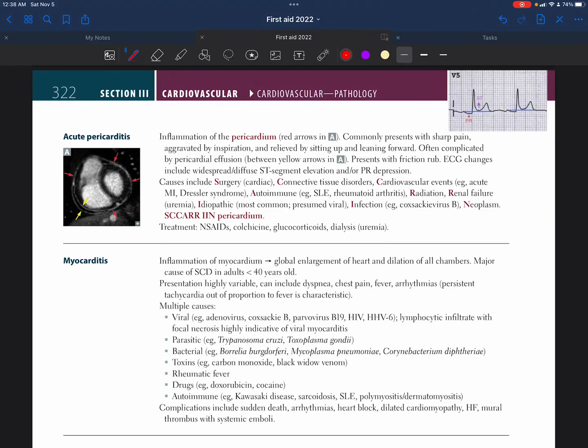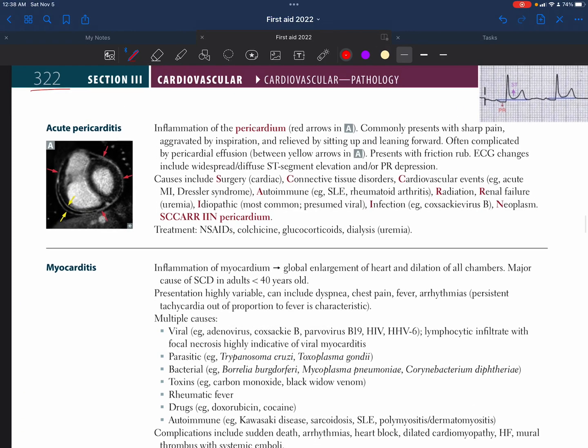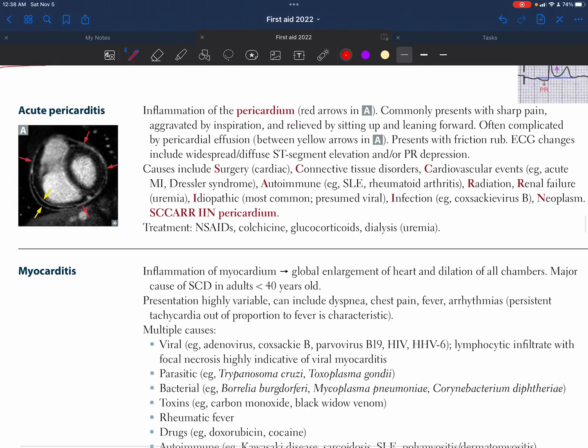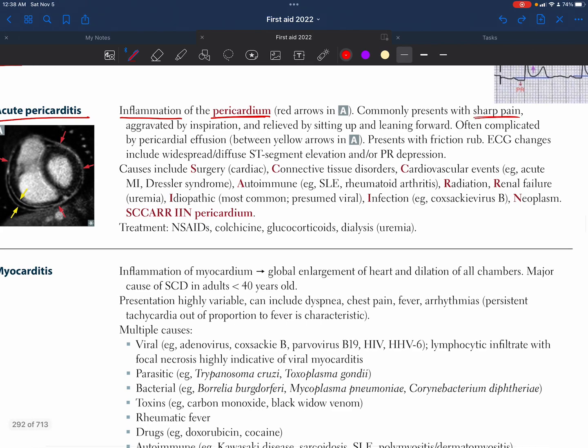Okay, so page 322 is talking about acute pericarditis. In acute pericarditis, it's basically inflammation of the pericardium. That is the red arrow. So this is the pericardium over here. I gotta delete it to make it less obvious. Okay, so inflammation of the pericardium commonly presents with sharp pain.